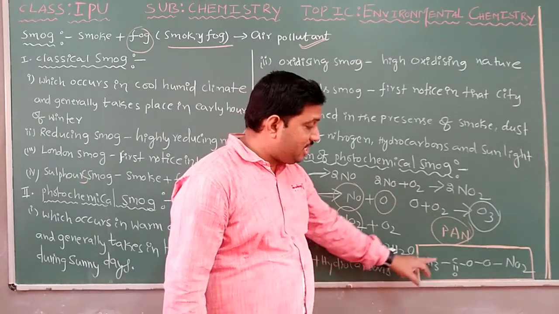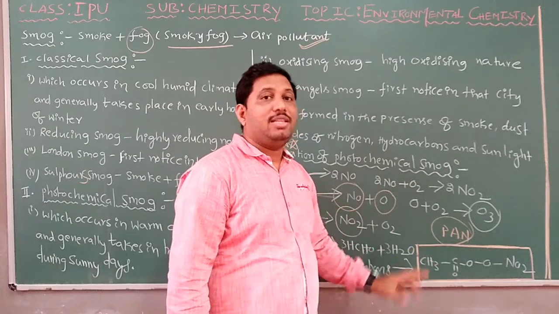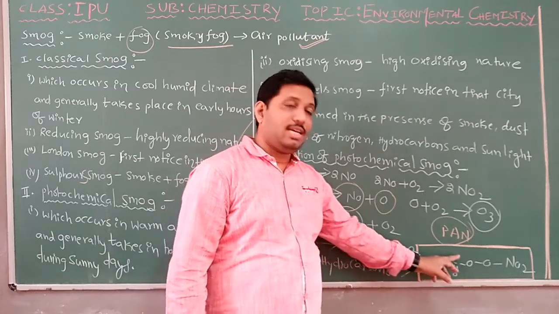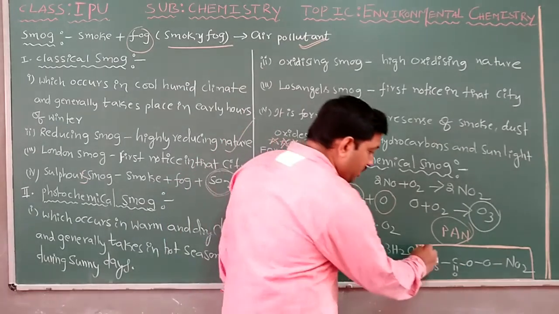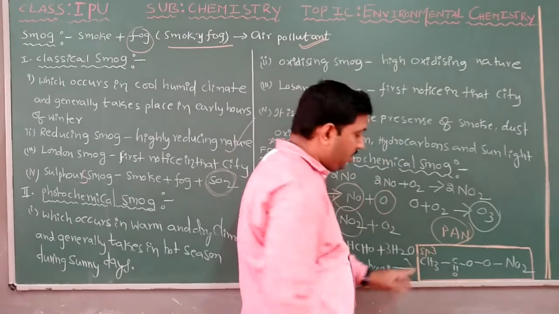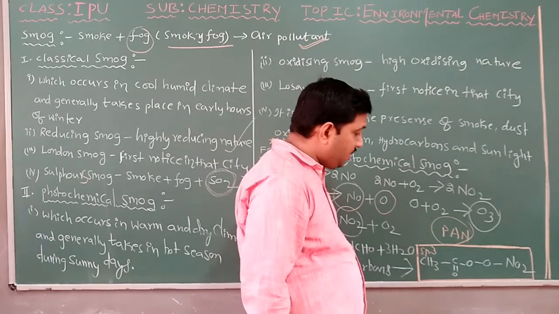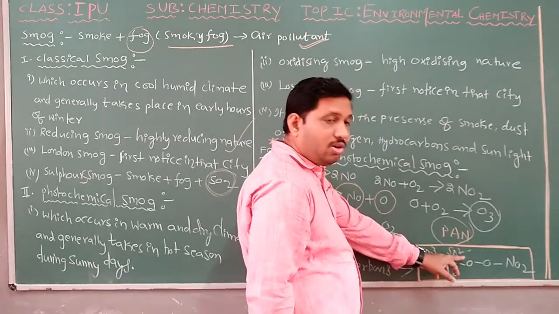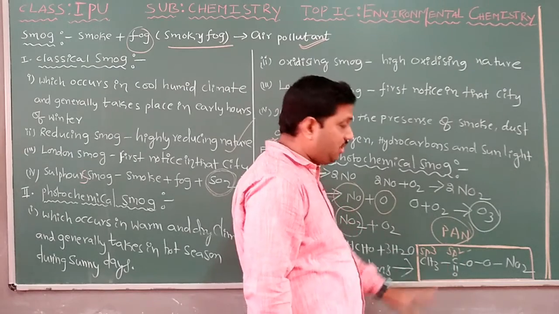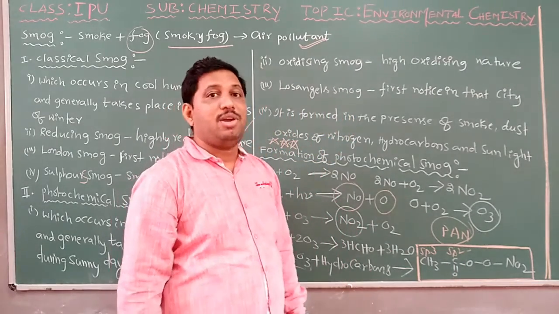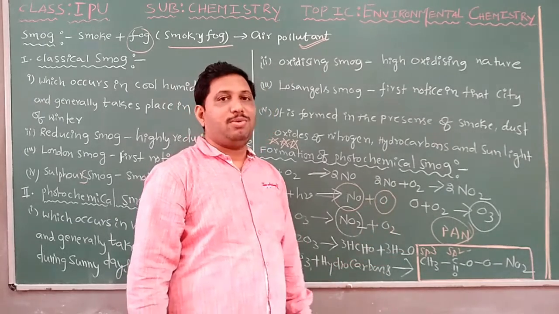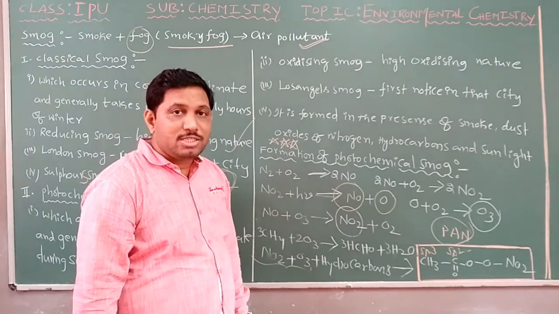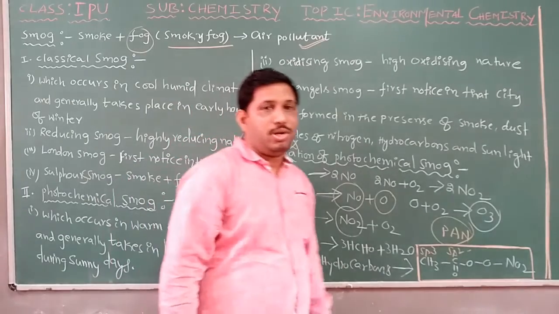What is the hybridization of the carbon atoms in PAN, peroxyacetyl nitrate? The first carbon has sp3 hybridization because around it 4 sigma bonds are present. The second carbon has sp2 hybridization because around it 3 sigma bonds are present. Hence the carbon atoms have sp3 and sp2 hybridization respectively. That is the formation of photochemical smog. Copy this, students.